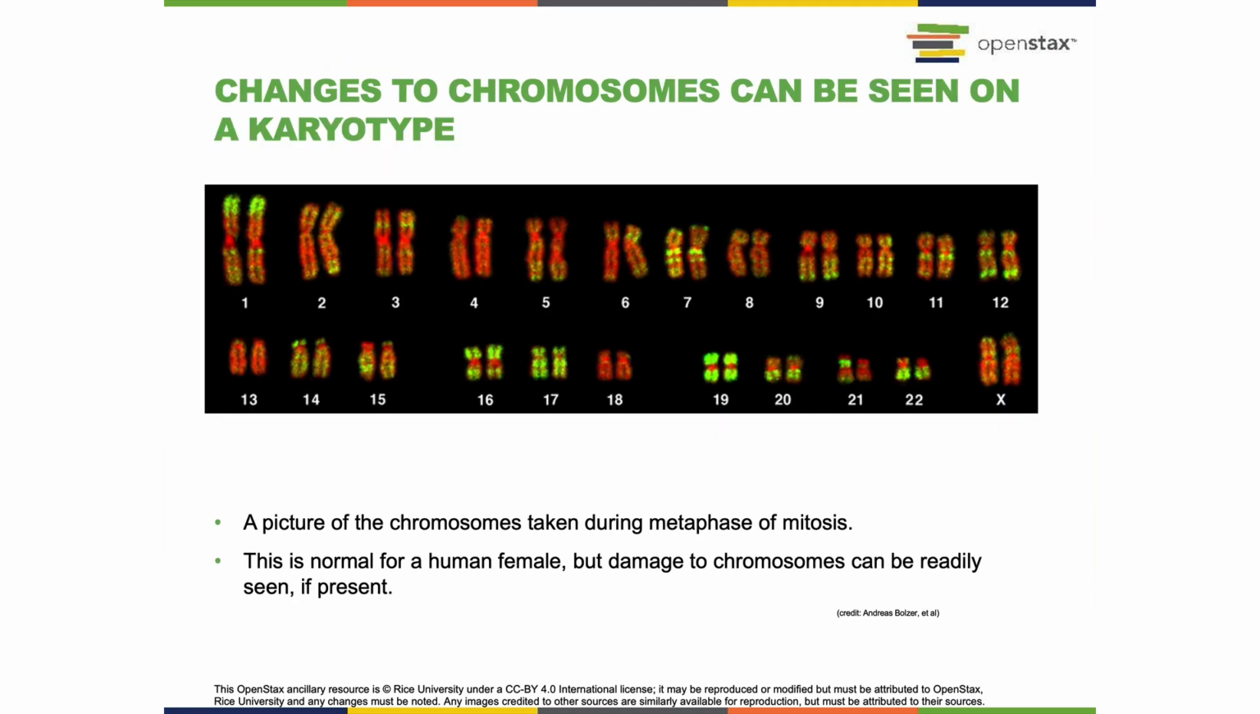We can see this damage to chromosomes on a karyotype. Now, this is a normal karyotype. This is normal for a human female because the X chromosomes are the same. Because we can match up the chromosomes and stain them to show similar regions, we can quickly identify if there's damage in a chromosome.